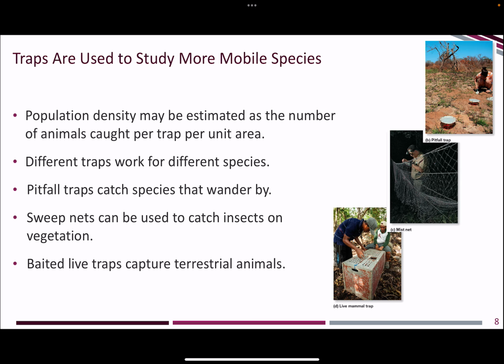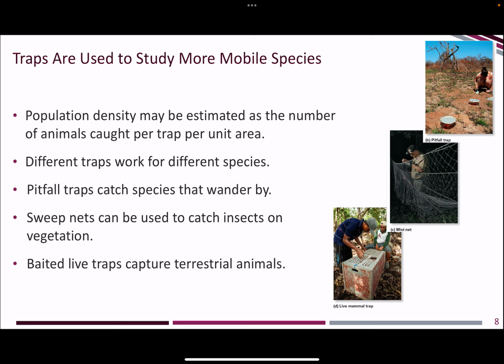If you have something that moves around, it might be really hard to find them, might be really hard to see them. Maybe they're nocturnal, maybe they like to hide. And so one way you can study a particular population or types of organisms is by setting traps. So what you would do here is trap your animal, use whatever method you are using to take your information about them and then release them back.